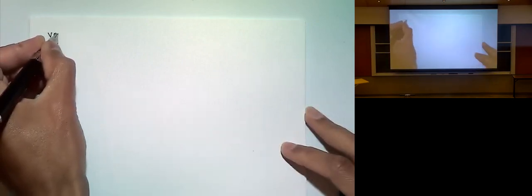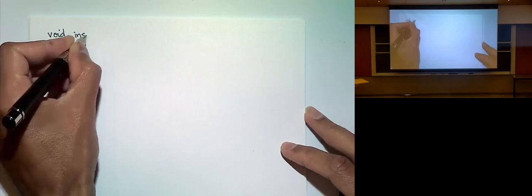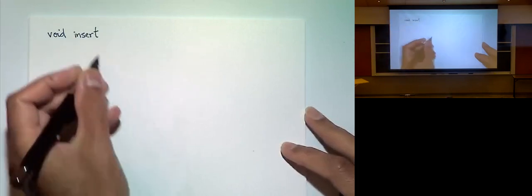Okay. So now let's just talk about how we would insert into a linked list. I'm going to be a little sloppy with the syntax. I'm not going to put the class double colon and so on. I'm just going to write the method as is. So let's say you want to insert.